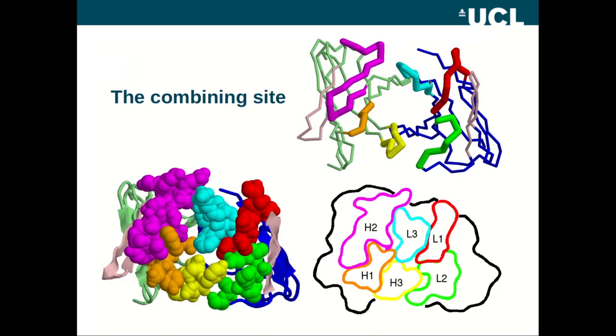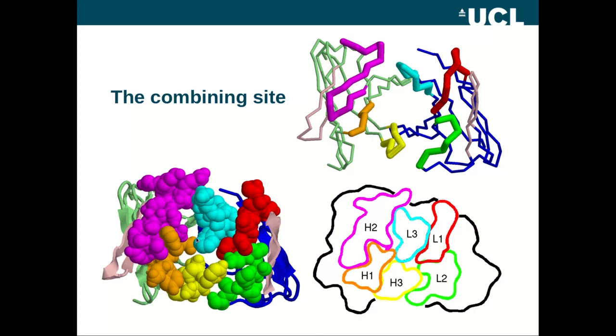Now, when we look at the structural information that we have, looking at the FV fragment, the VH and the VL, I've just shown you three different representations here. Top right, we have just a backbone trace, so joining the C alphas, and I've highlighted the 6 loops that form the combining site in thicker lines and colour.